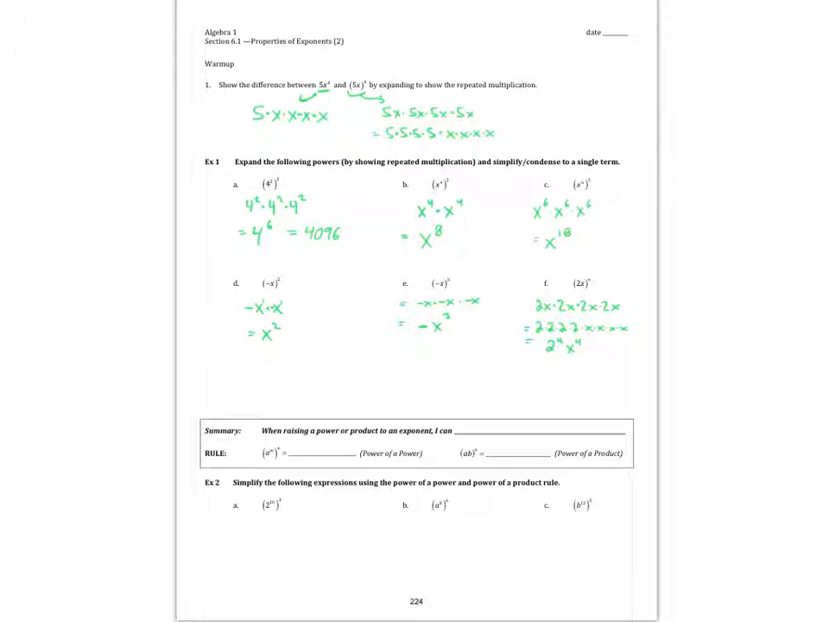Okay, so let's see if we can find a pattern here. At the bottom, we have a little place to summarize. So hopefully you've seen the pattern. 4 to the second to the third ended up with 4 to the sixth. X to the fourth to the second ended up with x to the eighth. X to the sixth to the third ended up with x to the 18th. Well, the rule we did there is we multiplied the exponents. 2 times 3 was 6, 4 times 2 was 8, 6 times 3 was 18. Okay, so when raising a power or a product to an exponent, I can multiply the exponents.